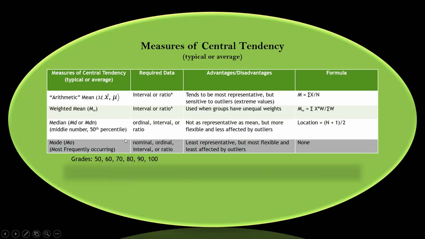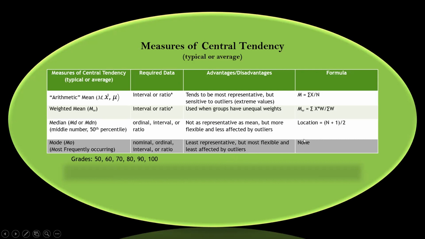What about the mode? The mode is probably the least used, but it's also the most flexible. In fact, it's the only measure of center you can use if you have nominal data. So that's why I put nominal ordinal interval ratio. If you have nominal data, you're stuck with the mode. So it's probably, under most circumstances, the least representative, whereas we said the mean is probably the most representative. But it does have some advantages. One, you can get away with nominal data, and it's the least affected by outliers.